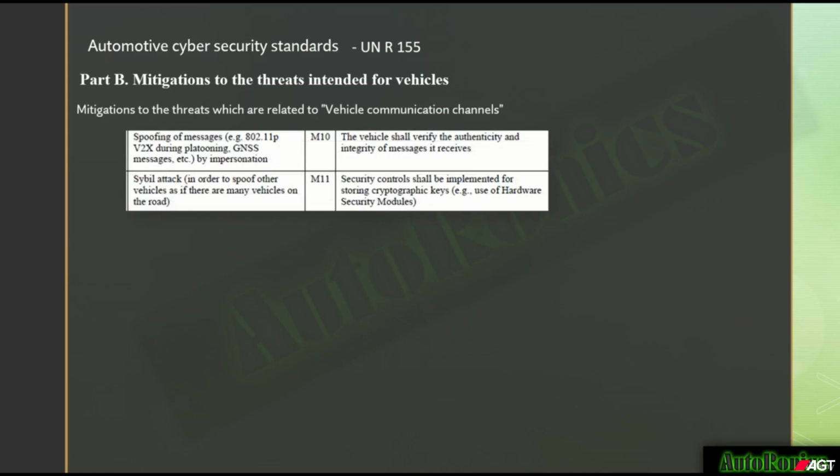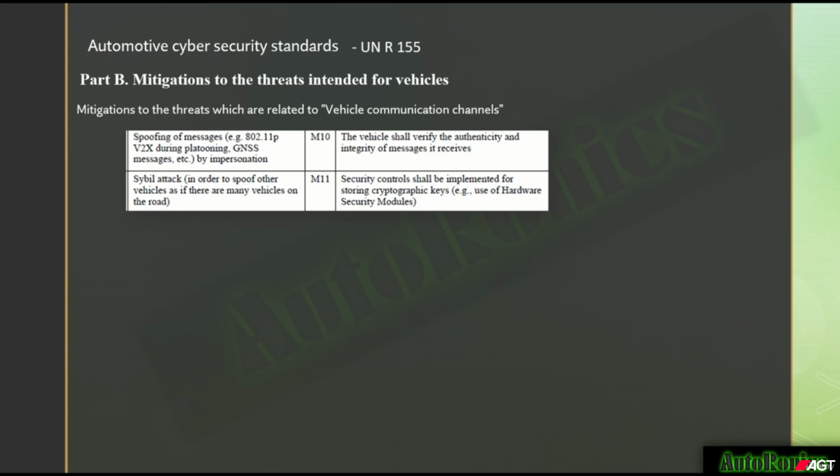So Part B talks about the mitigation, like I mentioned. Now, mitigations which are related to the vehicle communication channels. If you look at here, the threat is spoofing of messages by impersonation. We'll see what impersonation is at a later part of this training, but spoofing of messages is a threat. Then for the mitigation steps, the OEMs shall verify the authenticity and the integrity of the messages that they receive, so that they can arrest this attack.